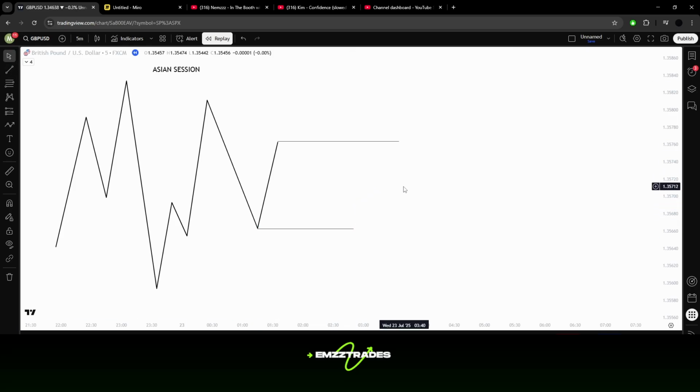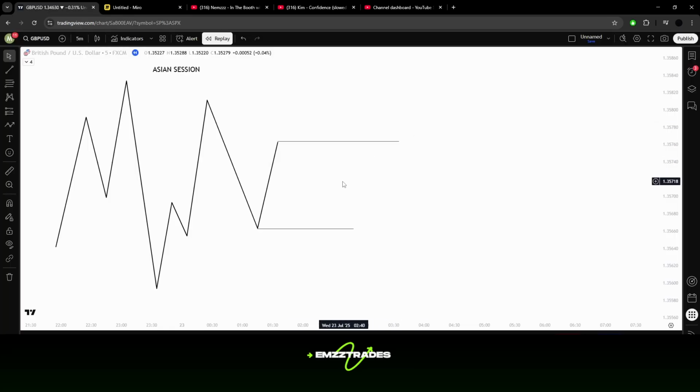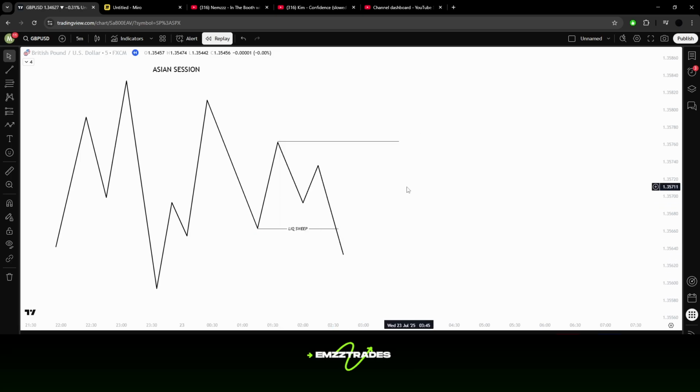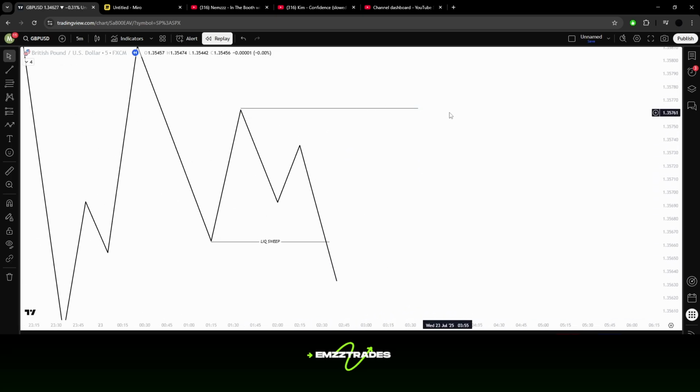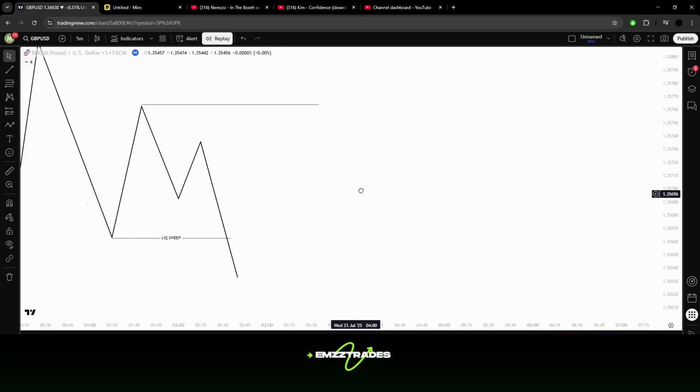And as soon as we mark out highs and lows, what we need to do from here on out is identify which part of price gets liquidated first. Is it the highs or is it the lows? So what I'm going to be doing now is waiting for price to actually sweep one of these two areas. Let's say it swept the lows, for example. We're going to be getting this liquidity sweep right there, and as soon as we get a liquidity sweep, now we know that price will actually reverse and hit London session's highs, and that's the exact trade that we're going to be taking off of and jumping onto, right?